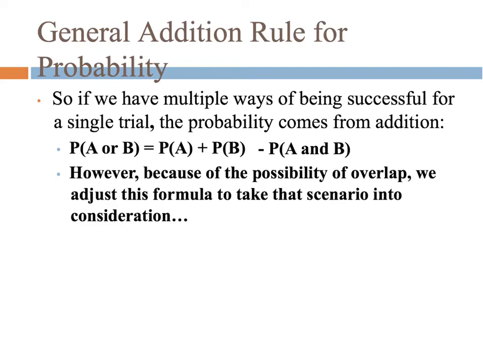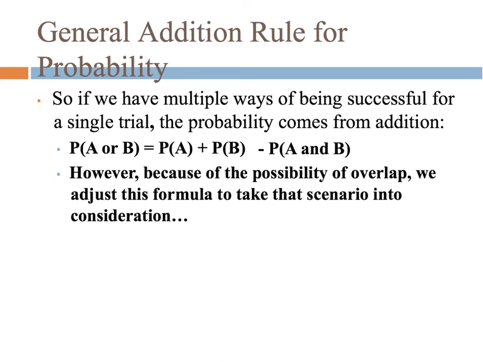So, multiple ways of being successful for a single trial. For example, we looked at the probability of getting a king or a heart. The word "or" always implies that we have options of different ways of succeeding, of fulfilling the constraints of our event, so to say. So we said, what's the probability of getting a king or a heart? Well, the "or" means that there's more than one way that we can succeed. So we ended up adding up the probability of getting a king plus the probability of getting a heart.